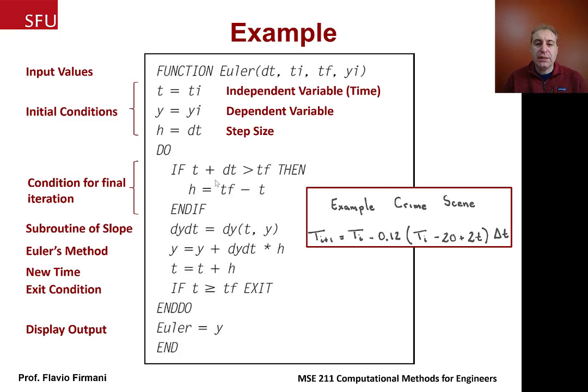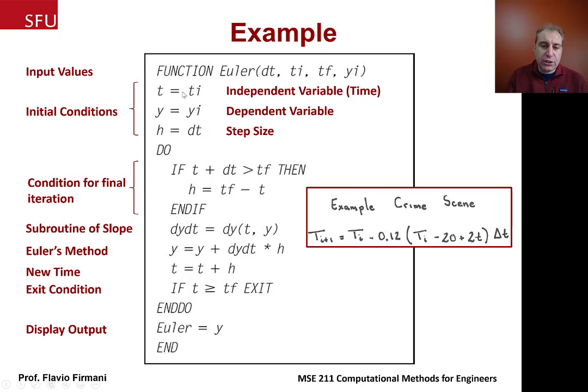Okay, so this is a pseudocode of what the problem of the parachutist could be. We're going to have a function called Euler, and this is where we're going to run Euler's method. And the inputs are the step size in terms of time, then the initial value of the independent variable. So most likely we're going to start at time equals 0, the final value of the independent variable, which is the final time, and the initial condition of the velocity.